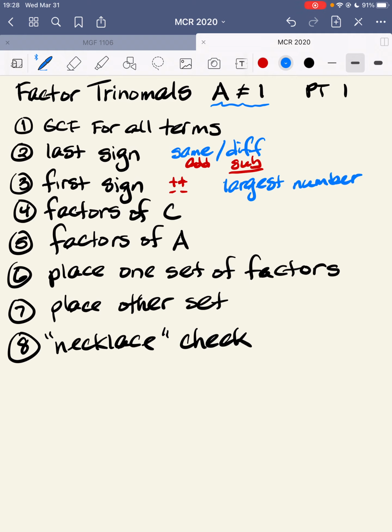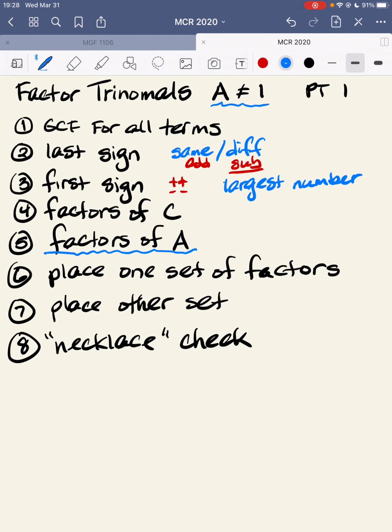And then again, we look for our factors of C. Remember, C is our last term, and it's a number. So we find the factors of C, something we didn't have to do before, which is our new step because A is no longer equal to 1. We need to look for factors of A also. So we're looking at factors of the front as well as factors in the back.